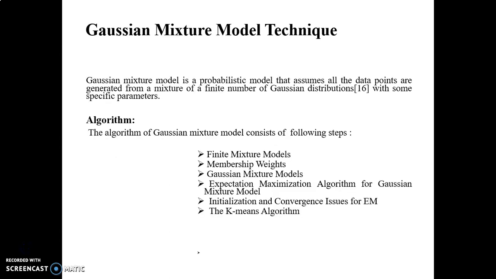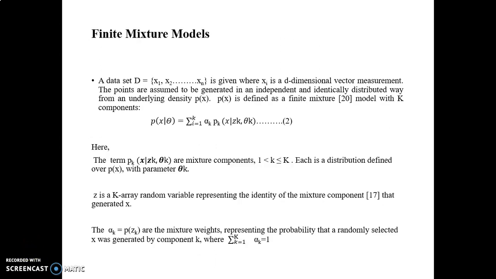First of all, the Gaussian mixture model is one kind of probabilistic model that assumes all the data points are generated from a mixture of a finite number of Gaussian distributions. This algorithm consists of several steps: finite mixture models, membership weights, Gaussian mixture models, the expectation maximization algorithm for Gaussian mixture models, initialization and convergence issues for EM, and the k-means algorithm. Now, the first one is the finite mixture model.